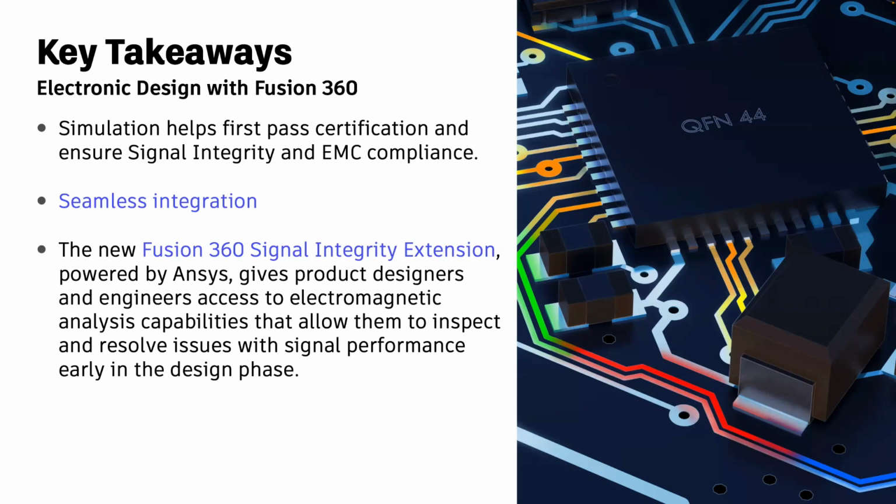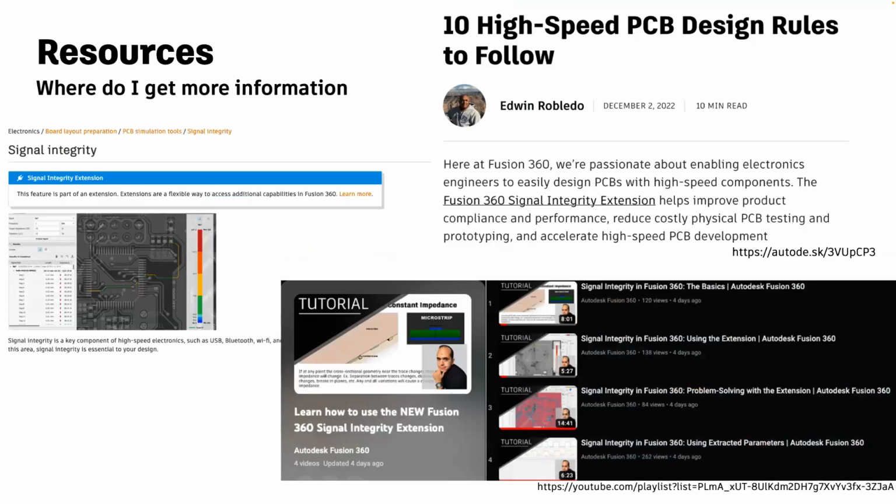So I will be sharing on the chat some videos and some links to the help files and some other resources. But before I go there, the new Fusion 360 Signal Integrity Extension, which is powered by Ansys, gives product designers and engineers access to electromagnetic analysis capabilities that allow them to inspect and resolve issues with signal performance early in the design phase. So before you actually commit, you now find out.